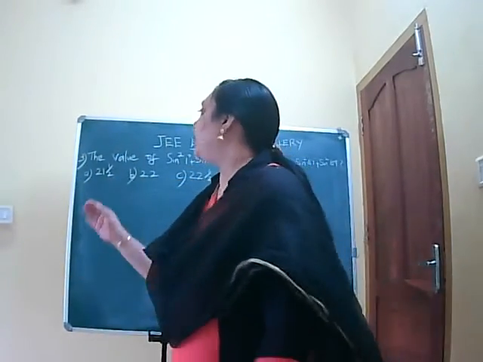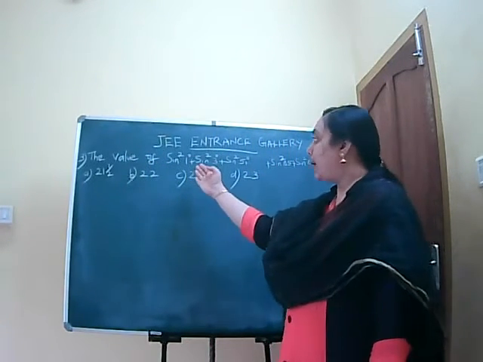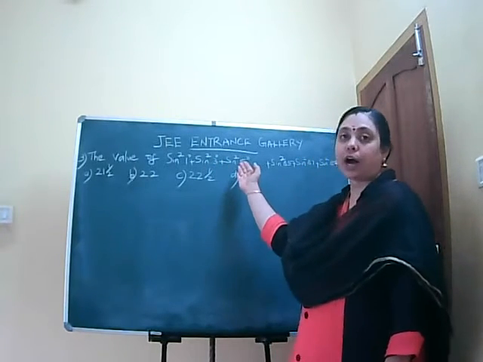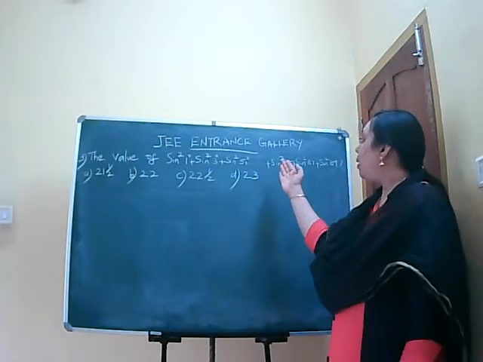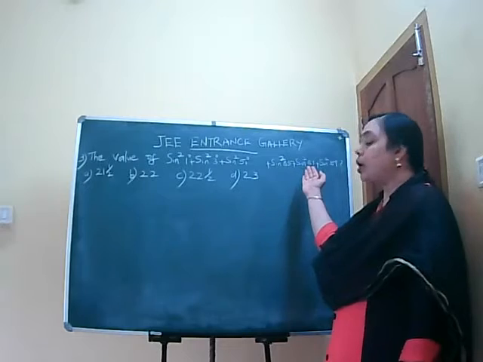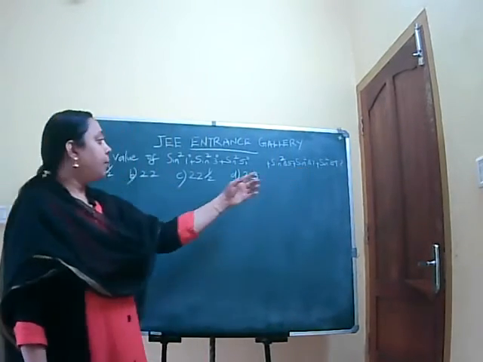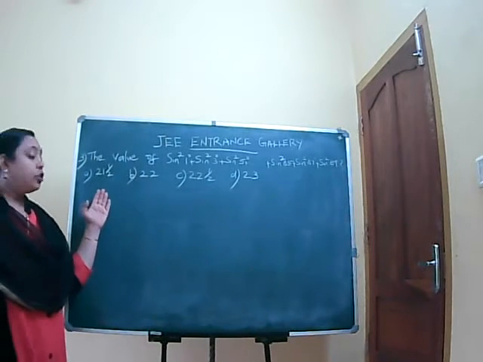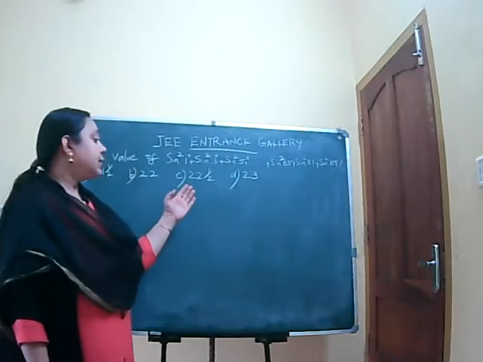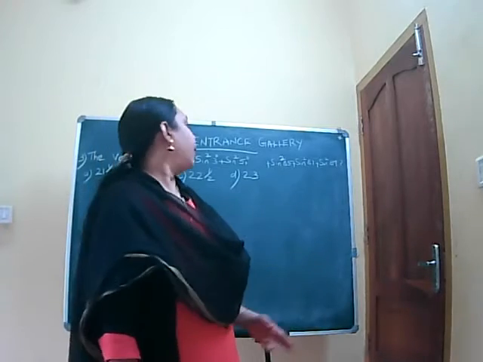Okay. Question. The value of sin square 1 plus sin square 3 plus sin square 5 plus etc. plus sin square 85 plus sin square 87 plus sin square 89. Option A 21 and half, B 22, C 22 and half, and D 23.